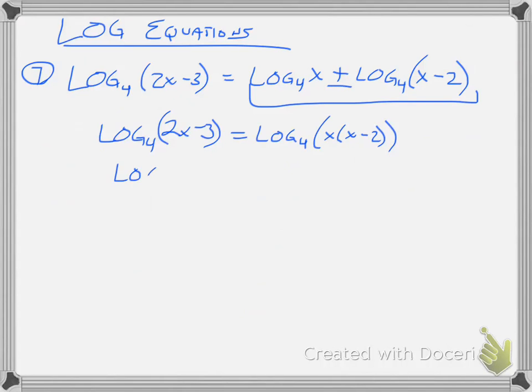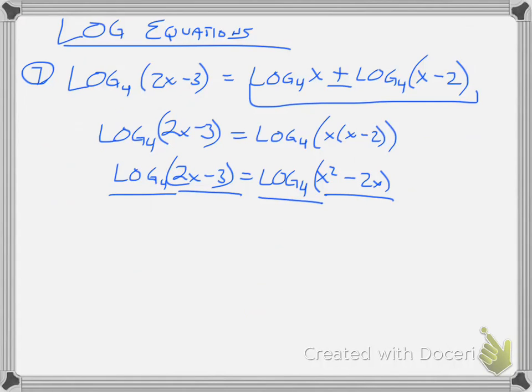And then I'm going to simplify that. So that becomes log base 4 of x squared minus 2x. And because I have one log equals another log, the log base 4 of 2x minus 3 is equal to log base 4 of x squared minus 2x. What that means is that 2x minus 3 is equal to x squared minus 2x. And now it's just a quadratic equation that I can solve any way I can solve a quadratic.